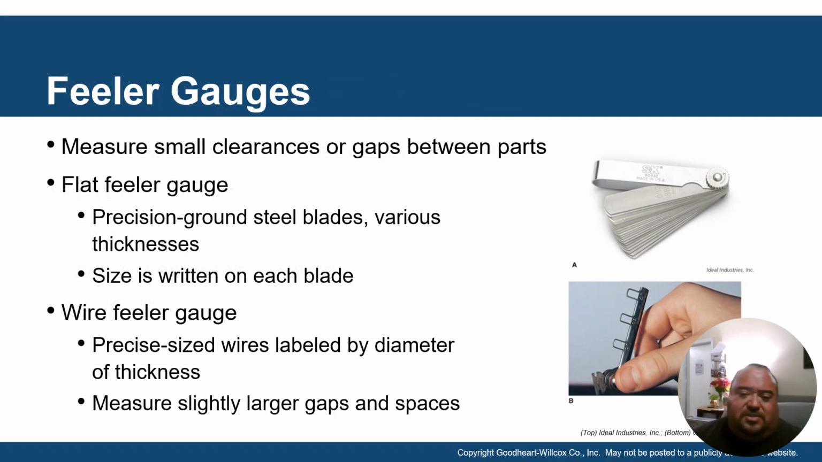Another tool that is used in the field is feeler gauges. They measure small clearances or gaps between parts. A flat feeler gauge is a set of precision steel blades of various thicknesses. The size is written on each blade. A wire feeler gauge is precise-size wire labeled by diameter or thickness, and measures slightly larger gaps and spaces. These are both commonly used.